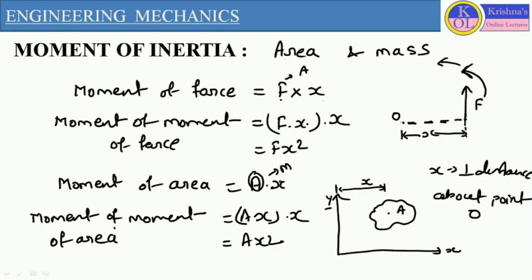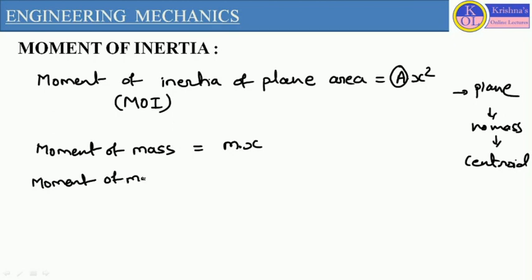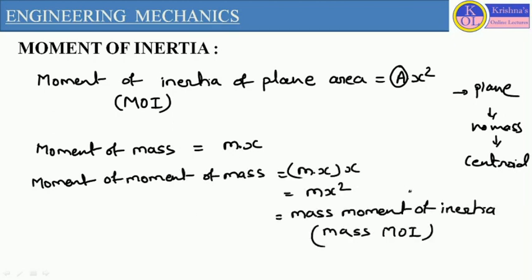So moment of area will become moment of mass. So moment of mass will be m into x. This moment of mass we are defining by replacing the area with mass. So it should have weight, the plane should have weight or mass. And if we want to define the moment of mass, what we have to do, this mx should be multiplied by the perpendicular distance, mx into x, so it will be mx square.